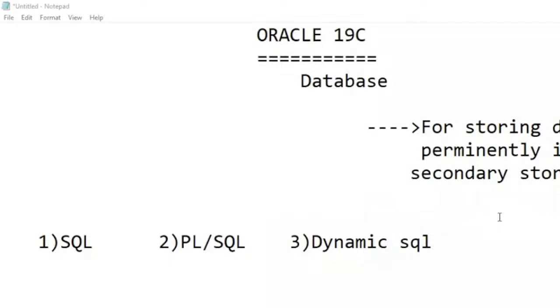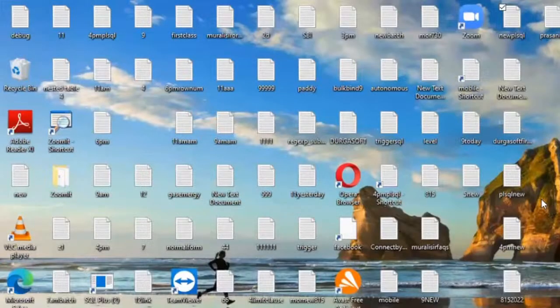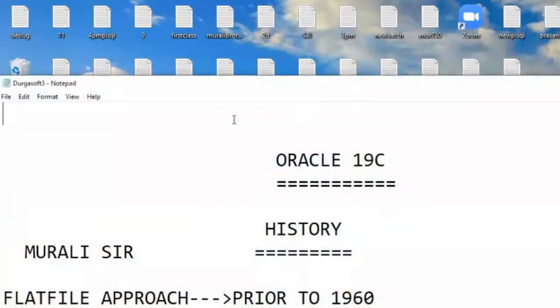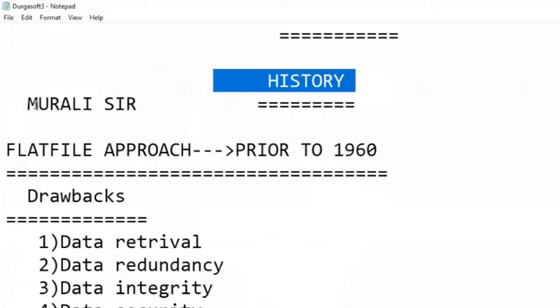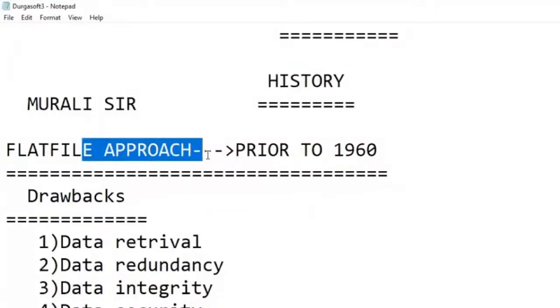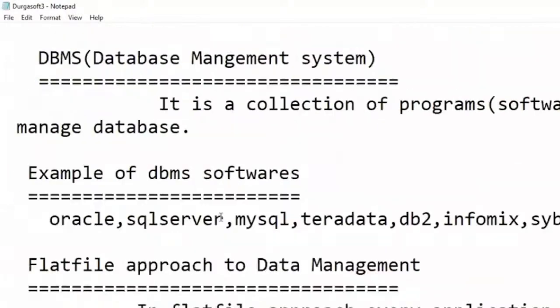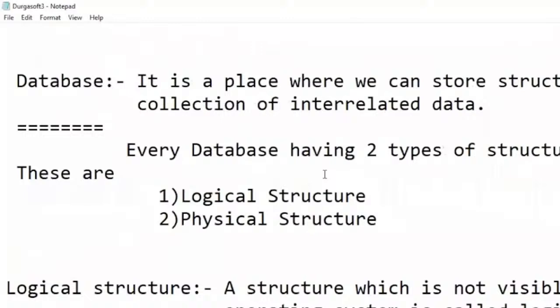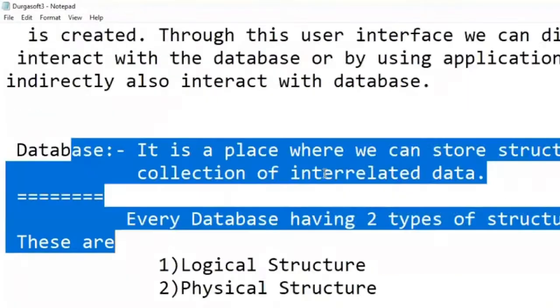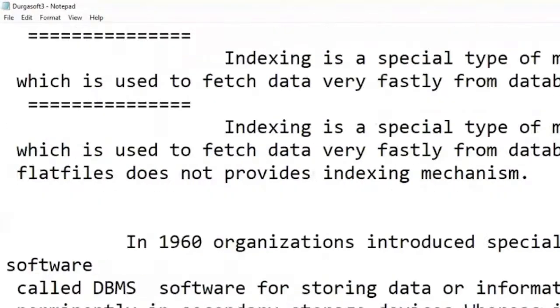In this course, we are covering SQL, PL/SQL, and dynamic SQL along with this. Here, one of these days, we are also telling the history. Not Murali Sir's history, but the history of databases. In olden days, the flat file approach was there. What are the drawbacks? We are learning that in the middle of the course. Then what is a database? What are DBMS and RDBMS, and what are the differences? These are all the things we are learning one of these days.